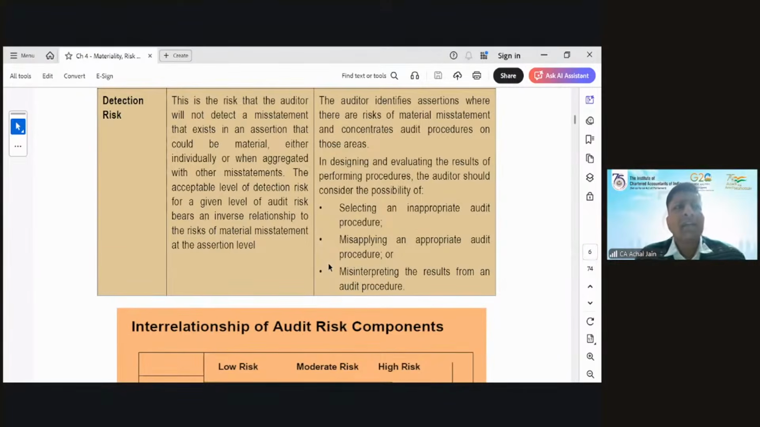So why do you think this sort of risk may arise? Let's suppose audit procedures are inappropriate. Or maybe the audit procedures were appropriate, but in terms of drawing the conclusions, the auditor has made some mistake. So he erred in terms of the conclusions. So that could also be a concern for the auditor. So there are certain considerations which the auditor needs to look at.